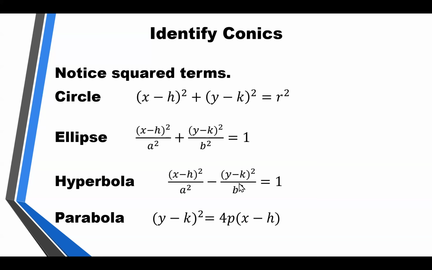That's different with the hyperbola. Notice that with the x squared term and the y squared term, one is going to be positive, one is going to be negative when I expand this out. For the parabola, I'll have a y squared term, but I won't have an x squared term with this version of the parabola. With the other version of the parabola, I'd have an x squared term, but no y squared term.